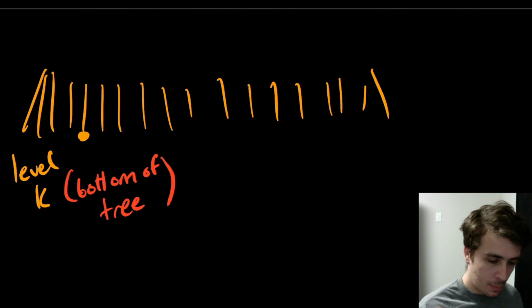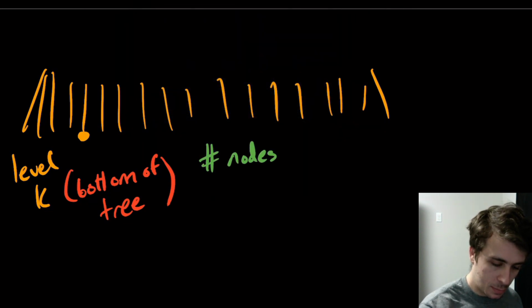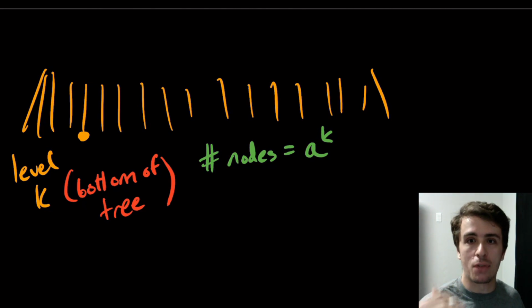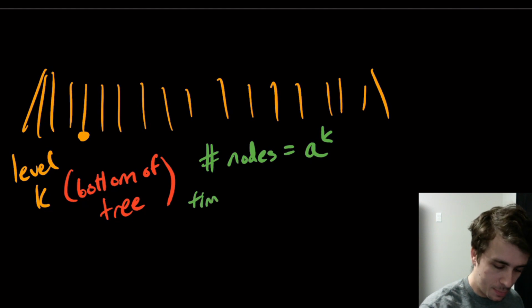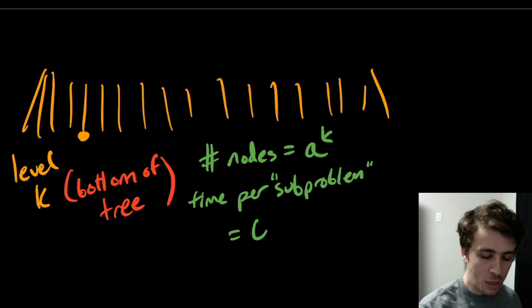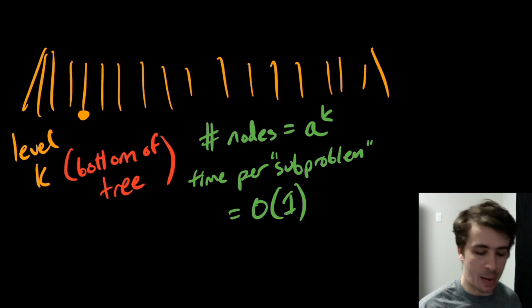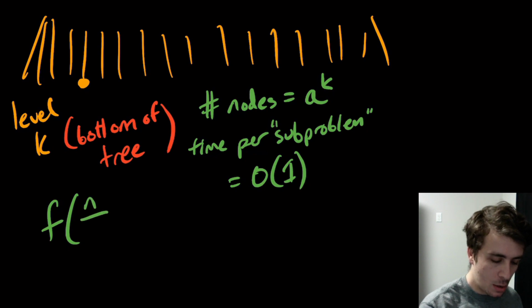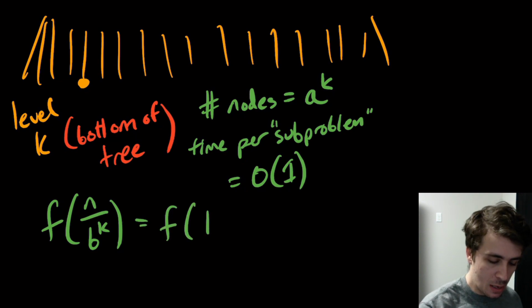So let's see. Well, how many nodes are in this tree? Since it's level k, the number of nodes is a to the k, because we had a factor multiplied at every single level. That's the number of nodes, and the time per subproblem to combine the solutions here is going to be constant time. Why? Because it's at the bottom of the tree, and we typically assign a constant amount of time for the bottom of the tree. So that means that f of n over b to the k, because that's the size of each of the subproblems, is the same thing as f of O of 1.